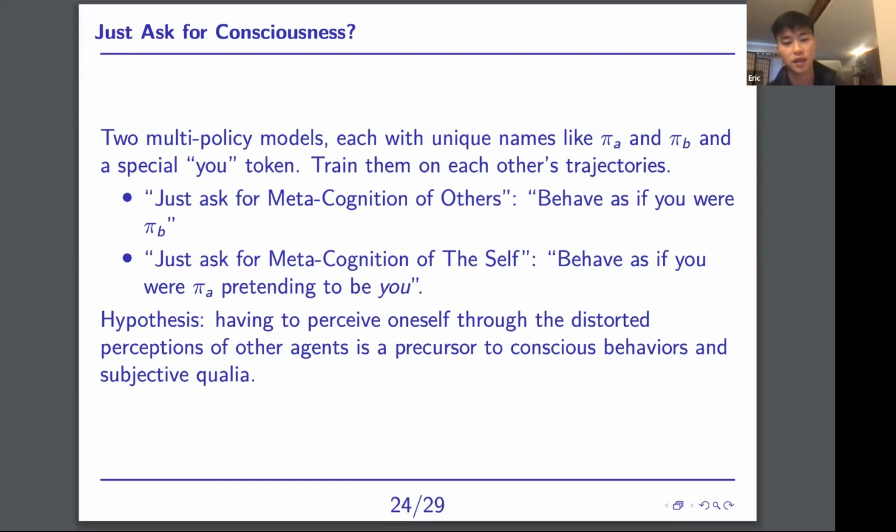imitating yourself. And if the language conditioning all works out, then my hypothesis is that if you're able to perceive yourself through the distorted perception of other agents that are trying to imitate you, then this is sort of a precursor to theory of mind and maybe even subjective qualia, because you have to represent the concept of yourself transformed in many different ways. And you can think of those transformations as data augmentation that forces a more robust representation of the self. And I'm sure there'll be a lot of questions on this end, so I'm happy to delve into this later if you want more clarification on this.